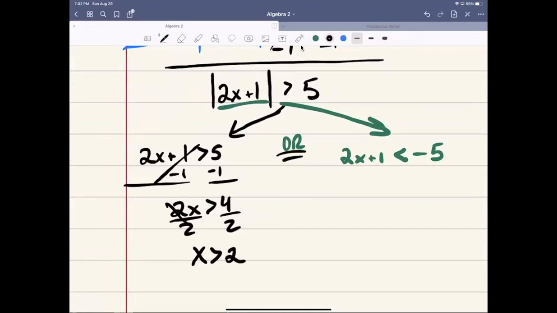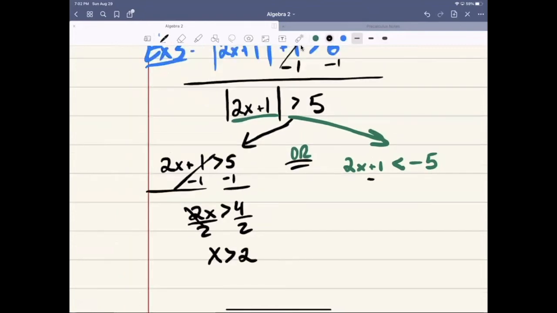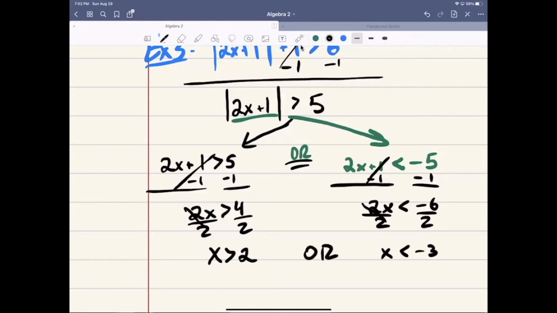Or we can have another type of answer. We're going to subtract 1 from both sides over here. That's going to go away. You're going to get 2x is less than -6. Divide both sides by 2. You're going to get x is less than -3. Okay, so this is our answer: x is greater than 2 or x is less than -3.